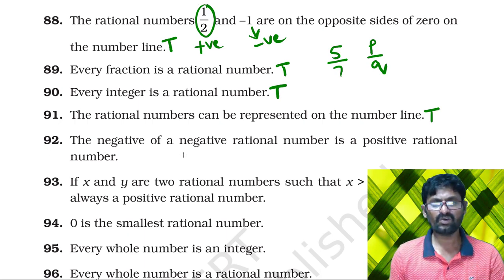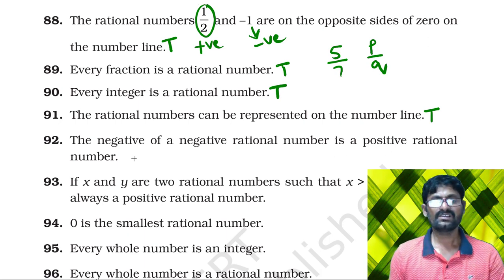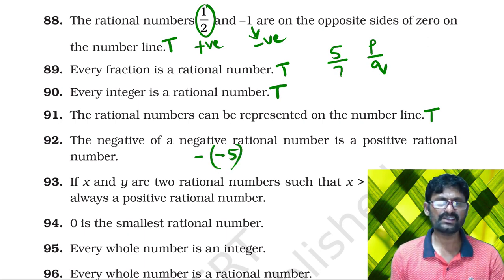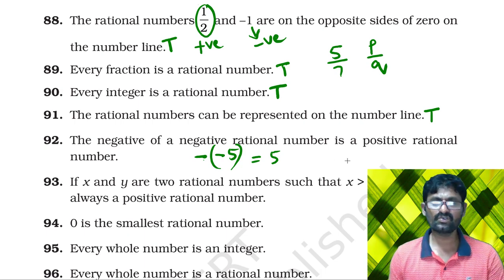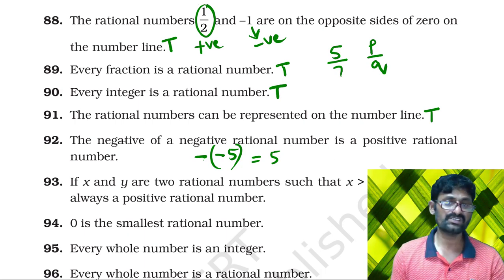92. The negative of a negative rational number is a positive rational number. Suppose we have negative 5. This is a negative rational number. For this, if you take the negative, that means the negative of a negative rational number, this is equal to minus into minus, plus 5. So surely the negative of a negative rational number is a positive rational number. So this is a true statement.